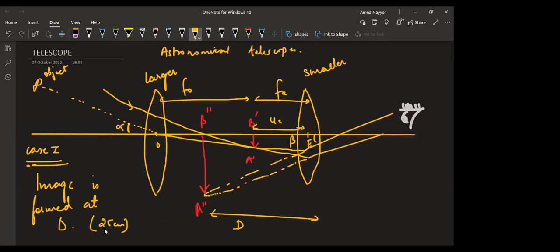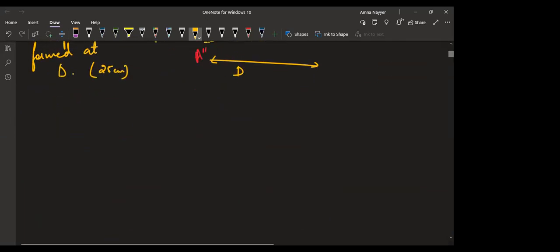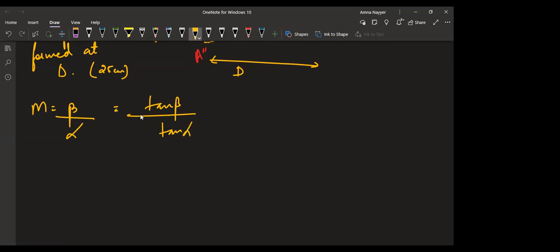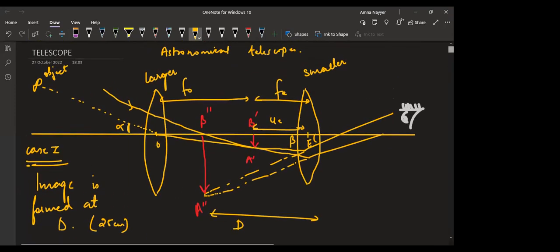Here also, if you take M, that is the magnification, which is beta by alpha. So magnification will be beta divided by alpha, that is tan beta by tan alpha, because both are almost equal for the small angle approximation. And the derivation is the same. Let's name this triangle. Let's name this point as E. So this becomes the A dash B dash E triangle. Here, let's take O for alpha.